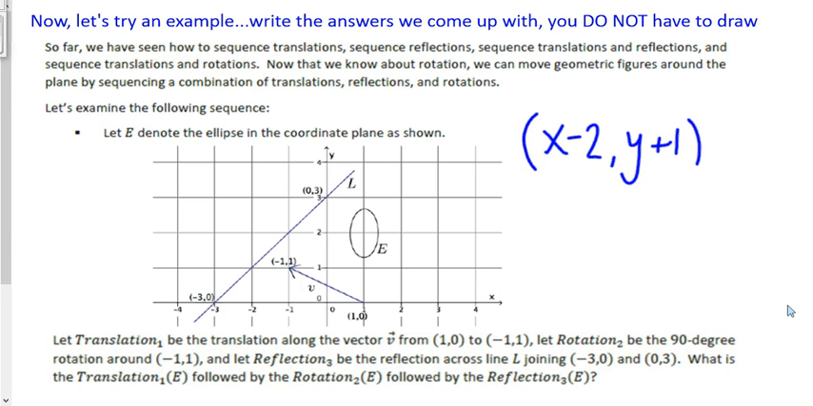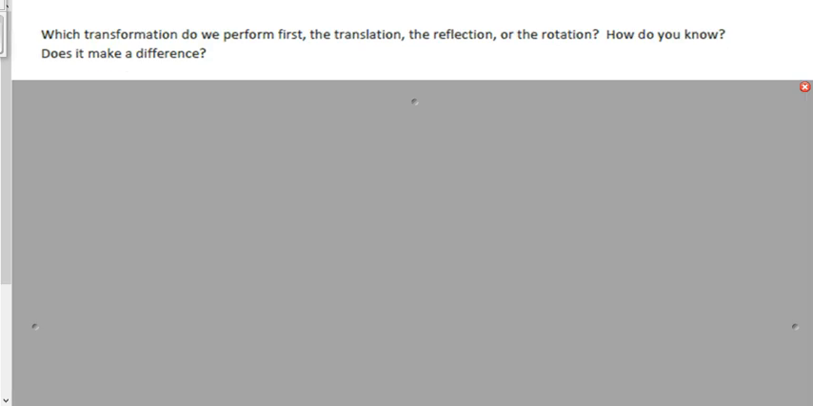And then it wants you to rotate 90 degrees around this point, (-1, 1). So after we translate it, we would rotate it 90 degrees, and then we would reflect this ellipse over line L, joining (-3, 0) and (0, 3). So that's the line that it's going through. You can see that there. This would allow you to draw each of these very specific things. And it wants to know where this ellipse would be after we do each of these three things.